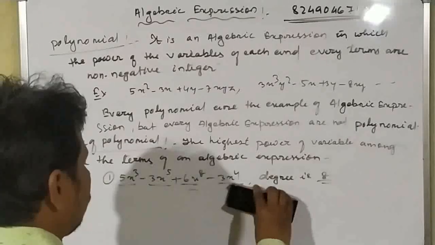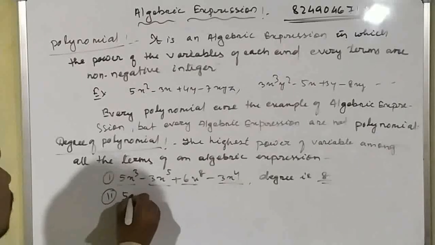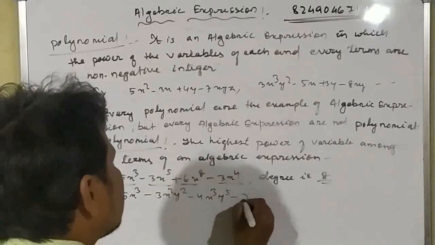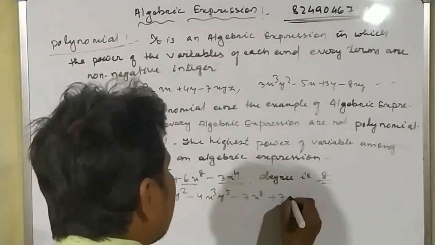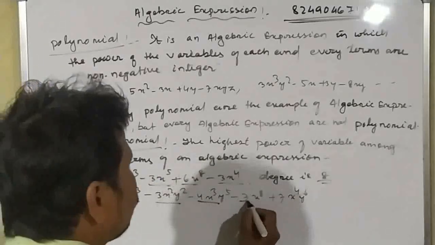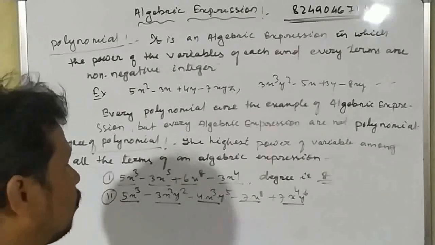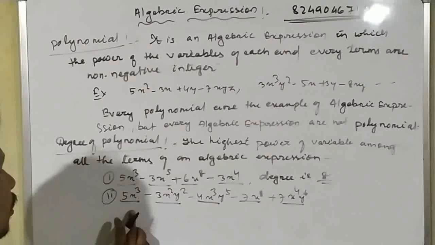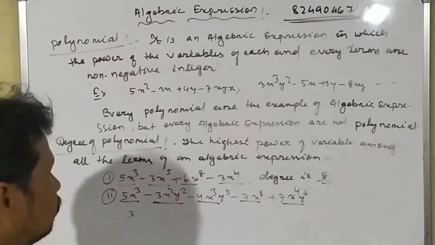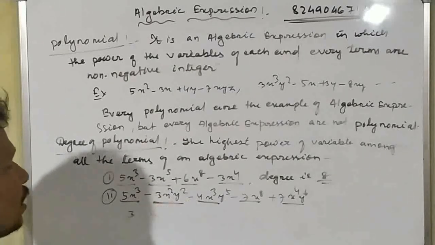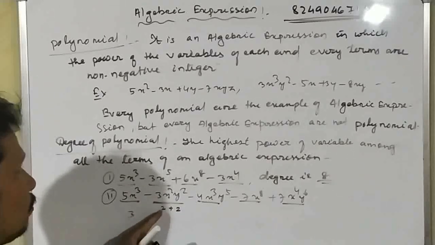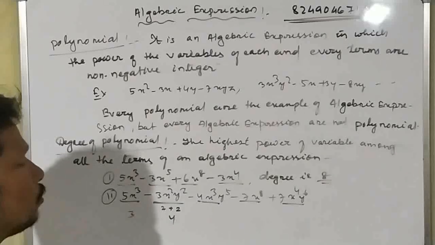Now we will write the second example. Suppose 5x³ minus 3x²y² minus 4x³y⁵ minus 7x⁸ plus 7x⁴y⁶. Okay student, here how many terms? 1, 2, 3, 4 and 5 terms. Now you will calculate the power of each term. In the first term the variable is x only, so the power is 3. In the second term we have used two variables, x and y. The power of x is 2 and the power of y is 2, so the power of the term is 2 plus 2 equal to 4. Understood student?